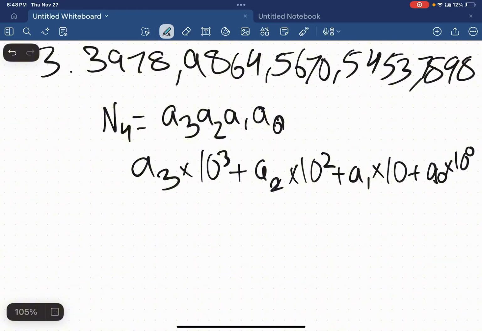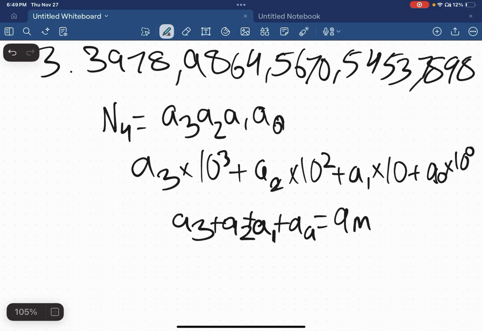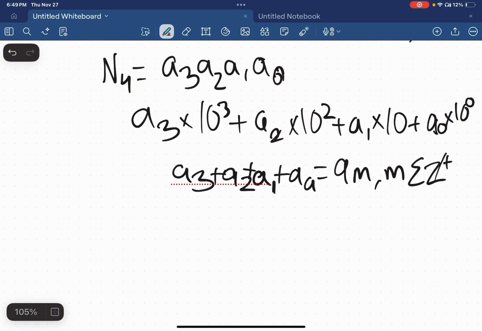And we're told that the sum of these digits has to be divisible by 9. So it has to be equal to 9m, such that m is an element of the positive integers. Okay. Therefore, we can separate what we got over here like this.